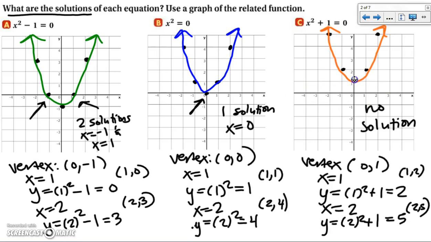Okay, this is its minimum point. The vertex right here is the minimum. The graph is not getting any lower than that. So there is no way it will cross the x-axis.